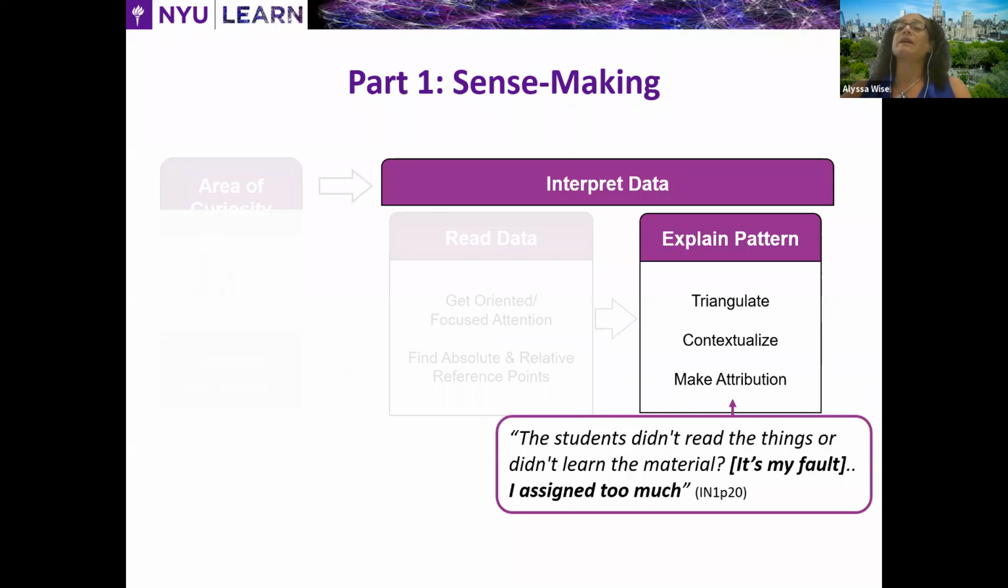And very importantly, making an attribution. If people are or are not doing something, what does it do to them? The students didn't read the things. Is it because the things were too hard? Are the students too busy? Or in this case, the instructor felt like it was their own fault for assigning too much.